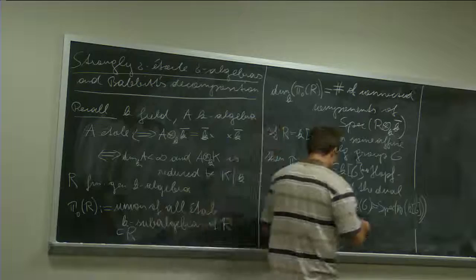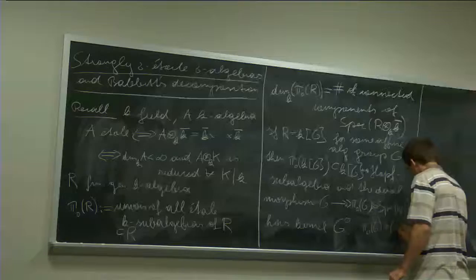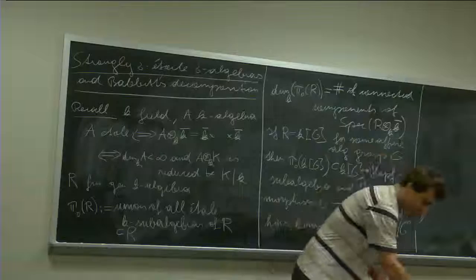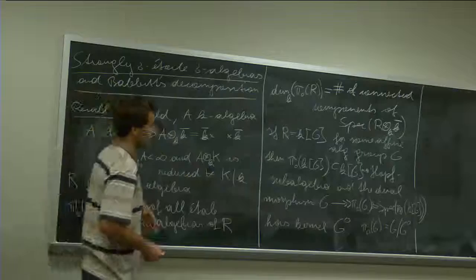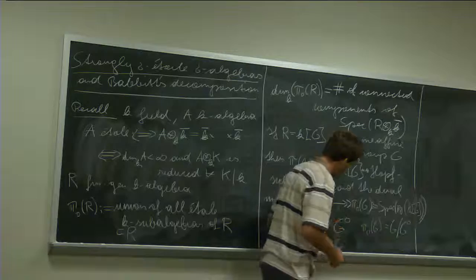So from this you see that pi zero of G is really just the quotient of G by the identity component. Okay, the main motivation for me to consider this difference analog of étale algebras was the aim to do a difference version of this construction. We want to have a difference connected component for a difference algebraic group.